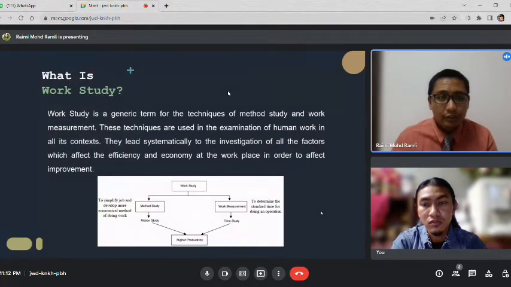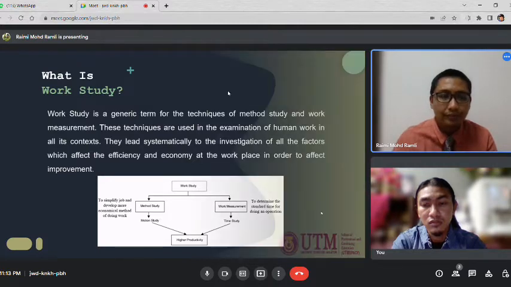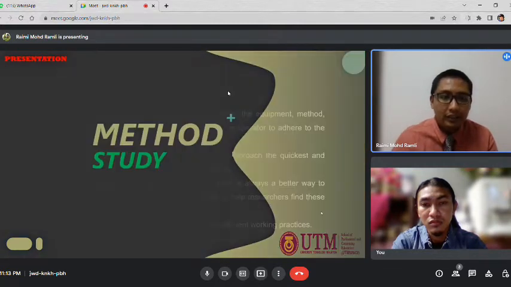What is work study? Work study is a generic term for the techniques of method study and work measurement. These techniques are used in the examination of human work in all its contexts. They lead systematically to the investigation of all the factors which affect the efficiency and economy at the workplace in order to effect improvement.